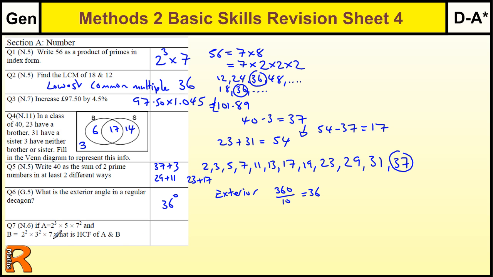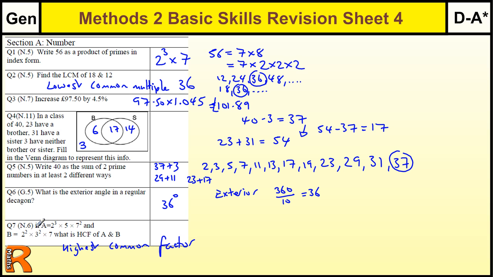And question 7, we have 2 numbers written as a product of primes in index form. We want to find the highest common factor, HCF, of A and B. So the highest common factor will be a combination of the lowest powers of each prime number. There's going to be a common factor, it has to be in both.